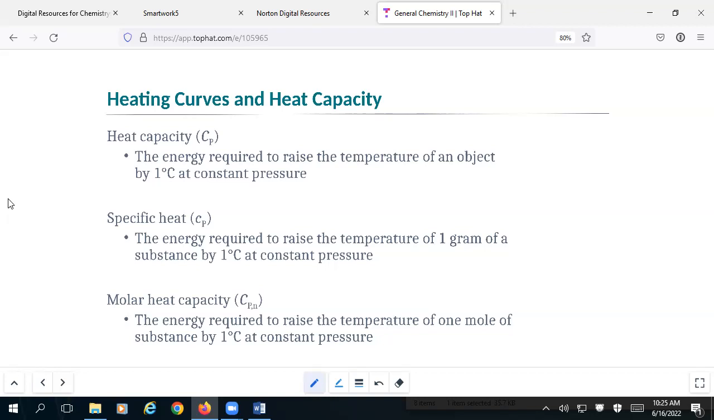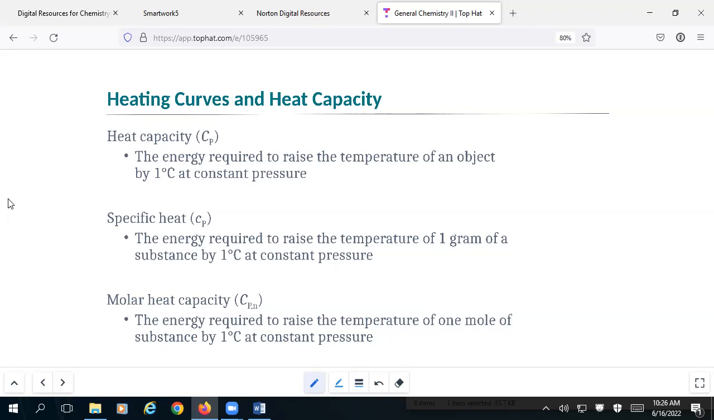And so this has obvious implications and limitations, because without any kind of standardization, it's really hard to compare. This object requires 500 joules. This object requires 5 joules. Why the difference? And so that's where we can get into more specific values, like specific heat capacity.